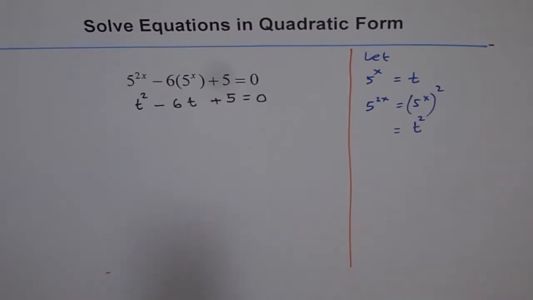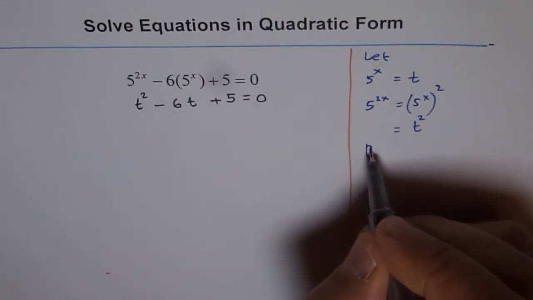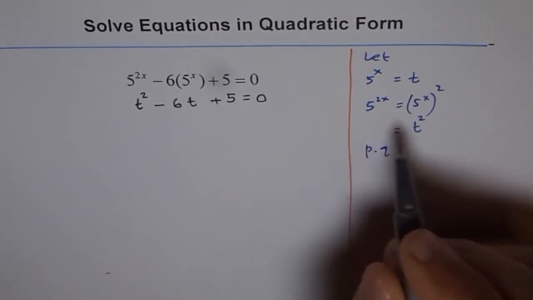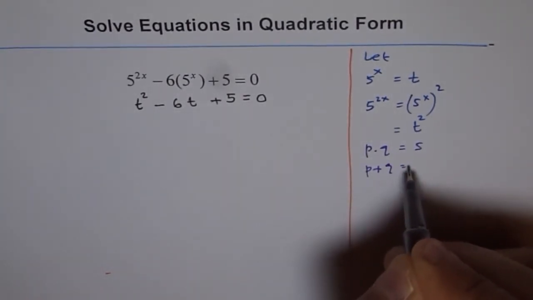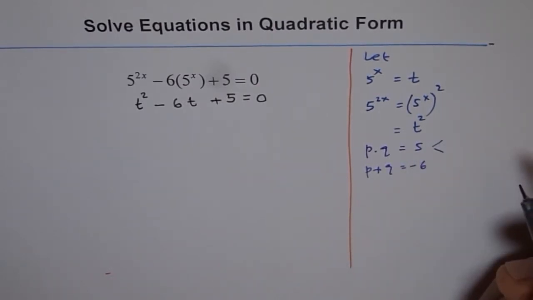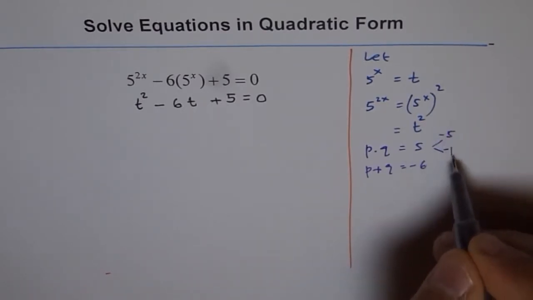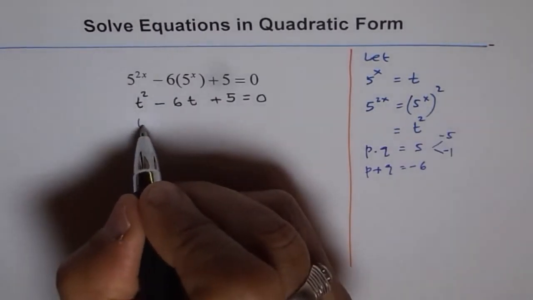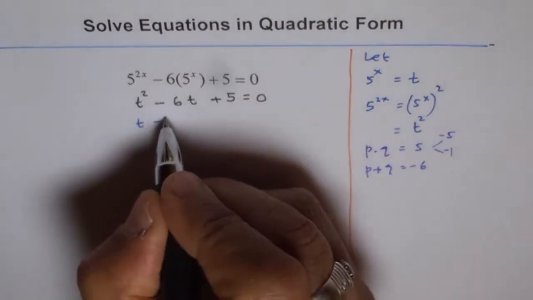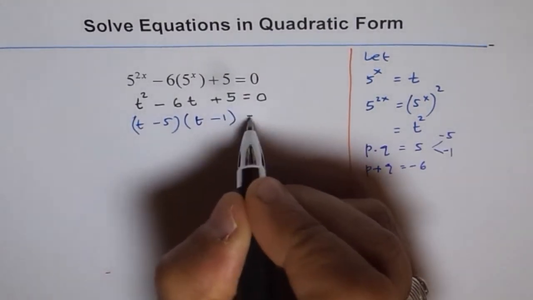Why? We can just factor this, find 2 factors and solve it. So let's try to explore how to find the factors now. So let p and q be the 2 magic numbers which will give us product of 5 and sum of minus 6. So the 2 numbers could be 5 and 1, both negative. Both negative numbers, if you multiply, you get positive 5, but if you add, you get minus 6. So we will do this, and so we get t minus 5 times t minus 1 equals 0.